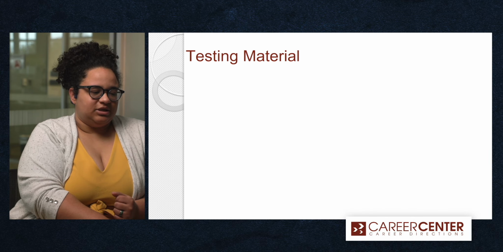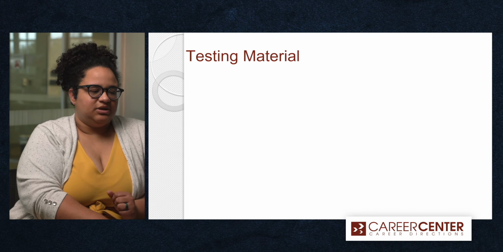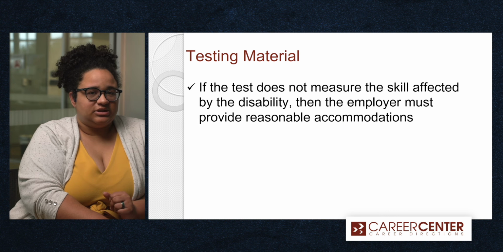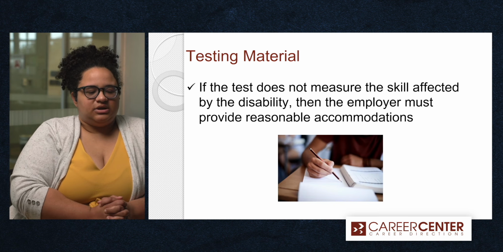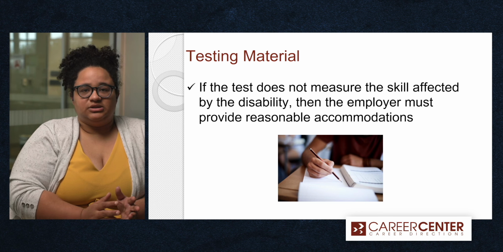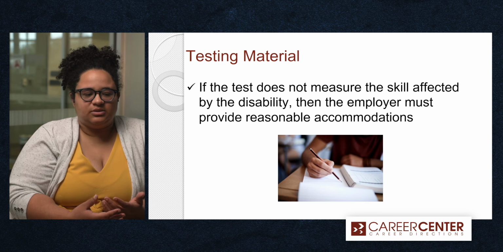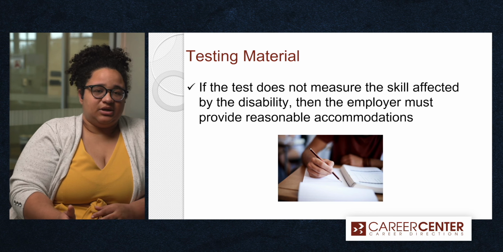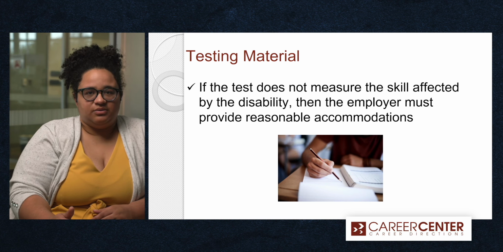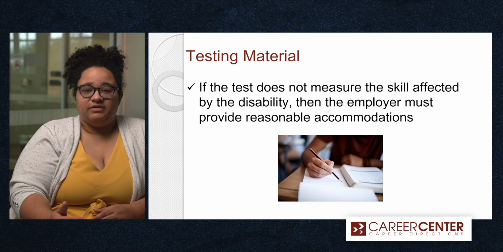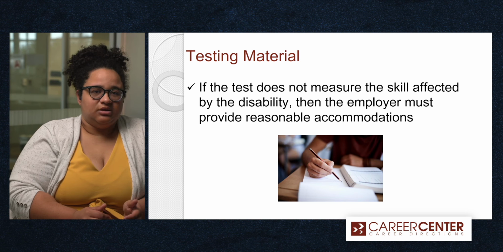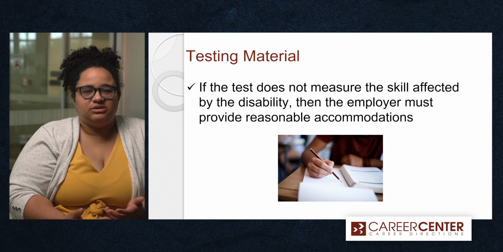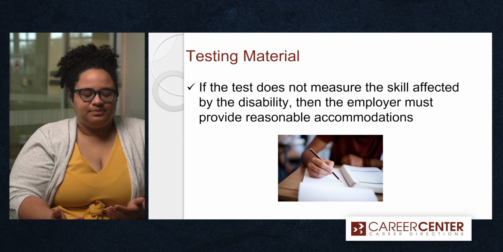Requesting testing accommodations. If the test does not measure the skill affected by the disability, they must provide reasonable accommodations. So, for a test for a proofreading position, which will be written or typed, a blind person can be accommodated by having an audio tape version or having a reader. However, a person with dyslexia cannot be accommodated, as being able to read properly is a requirement of the job.